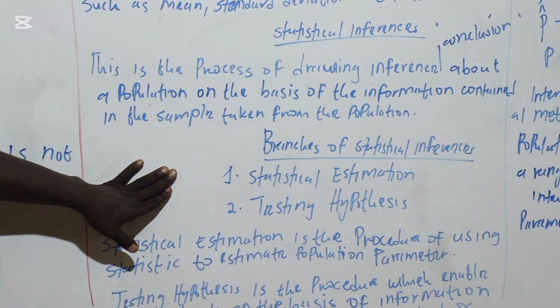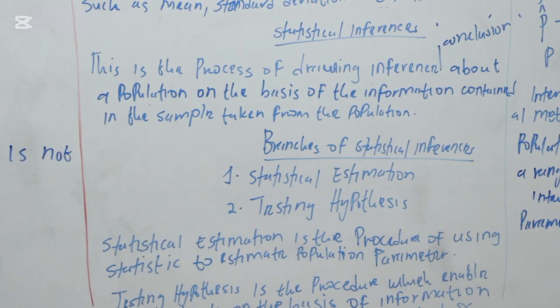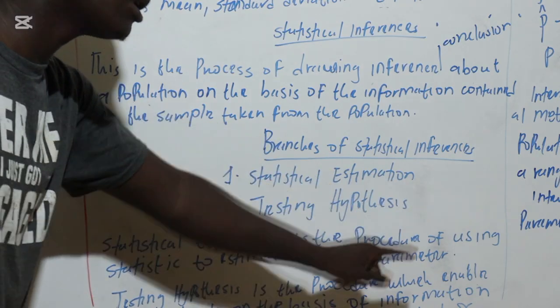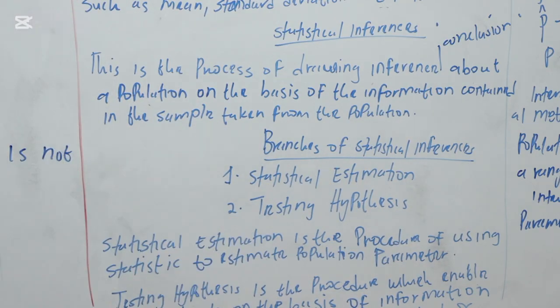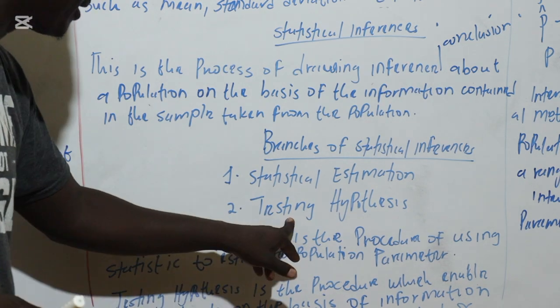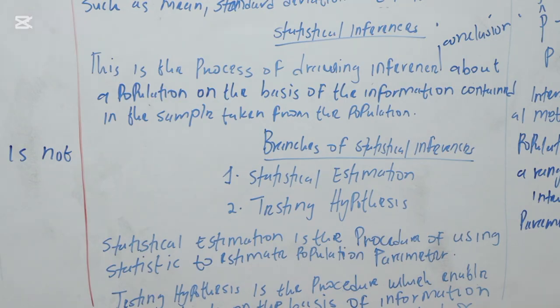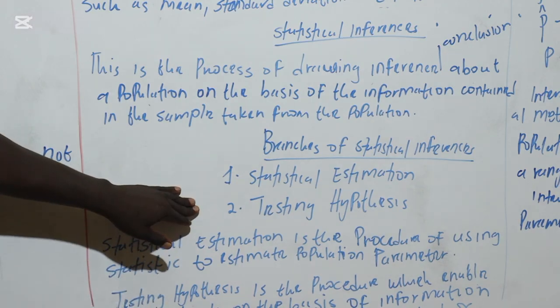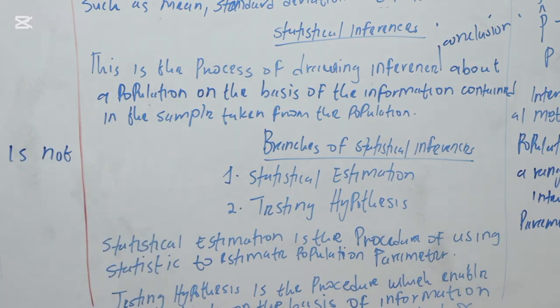So we have two branches of inferential statistics. Number one is statistical estimation and number two is hypothesis testing. So I'll just highlight them: statistical estimation and hypothesis testing. And I'm having an idea you have already been taught testing of hypothesis, the null and the alternative hypothesis, and calculating the t-test and z-test. So I won't major much on the testing of hypothesis, but maybe I'll major a little bit on the theory of estimation.